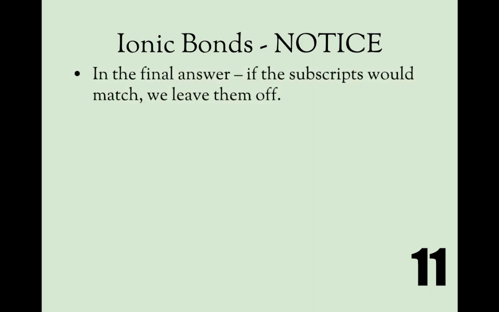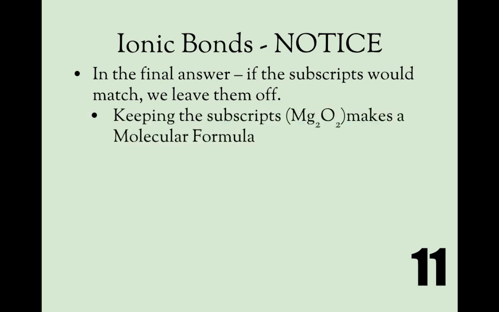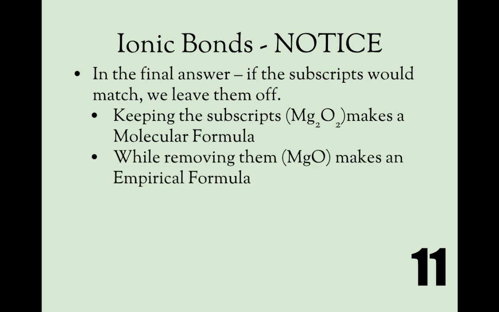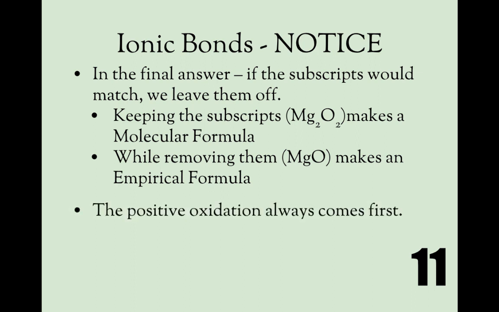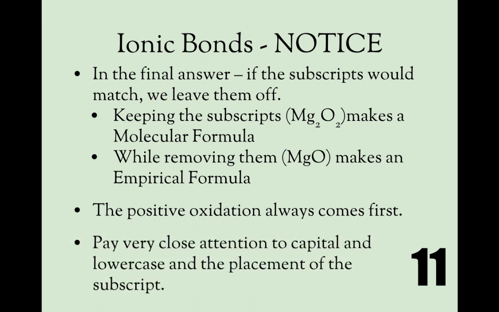Things to notice about ionic bonds. 1, the final answer. If the subscripts match, we leave them off. If we keep those subscripts, like Mg2O2, that makes a molecular formula. While if we remove them, MgO, that makes an empirical formula. The positive oxidation always comes first, and you do have to pay very close attention to that capital lowercase and the placement of subscripts.